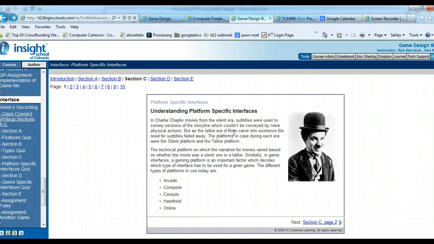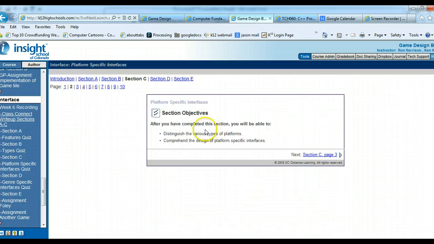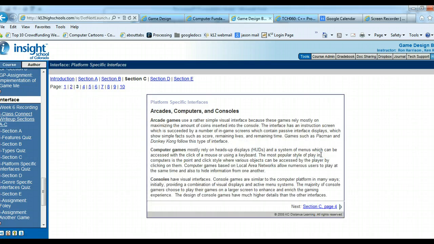Of course, platforms are the way that they're played. So platform is the actual device that provides the interface between you, the player, and the game itself. So the platform is the mechanical device. So you can see down here the variety of mechanical devices. So we're going to distinguish between the different types of platforms and look at platform-specific interfaces. So you can just go through these.